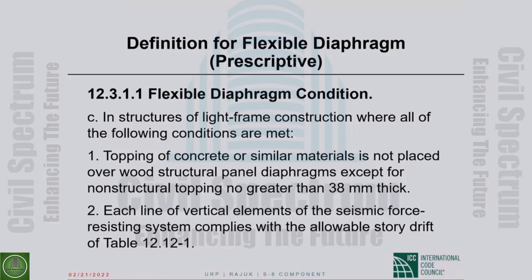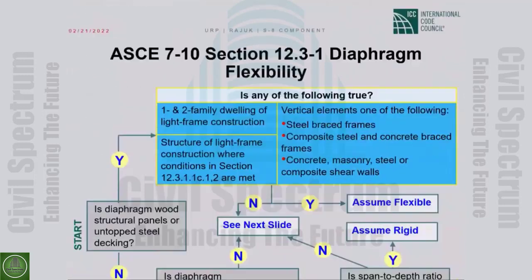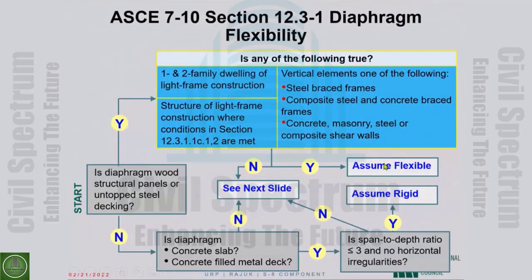It will typically be lightweight something. Okay, so where both of the following conditions are met. So that is condition number one. Condition number two, each line of vertical elements of the seismic force resisting system complies with the allowable story drift limits. Okay, so not just for the entire structure, but each line of lateral resistance shall meet the drift limits. If both of those conditions are met, then you can assume your diaphragm to be flexible.